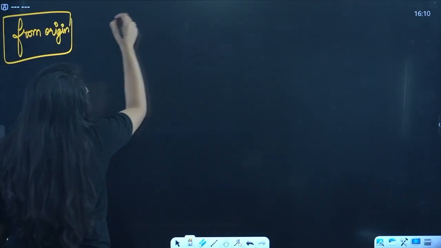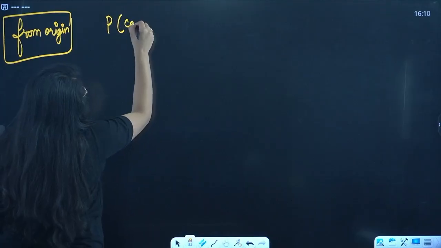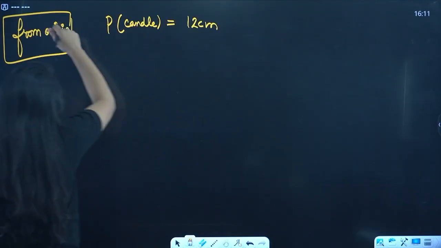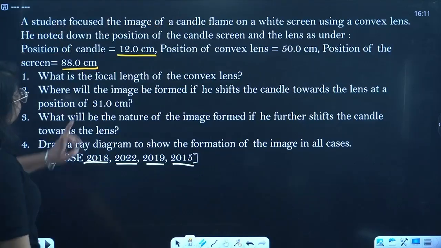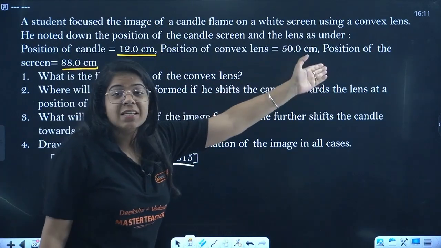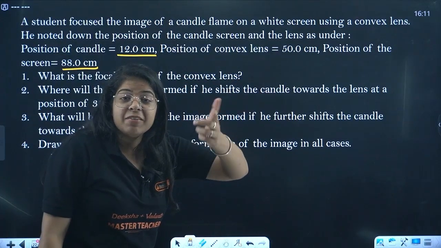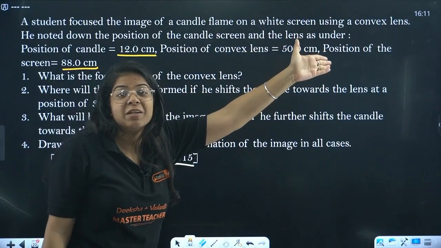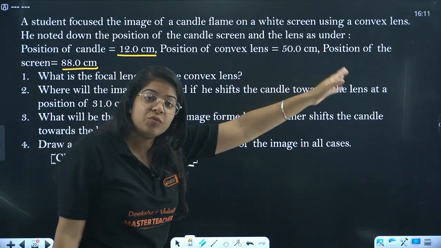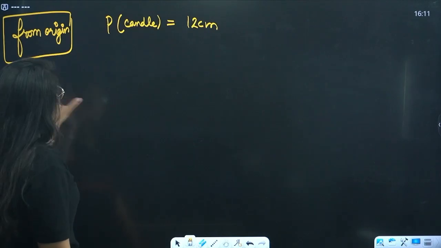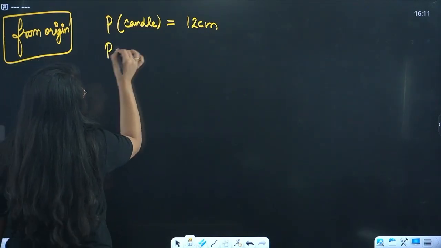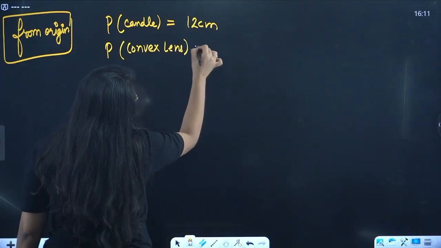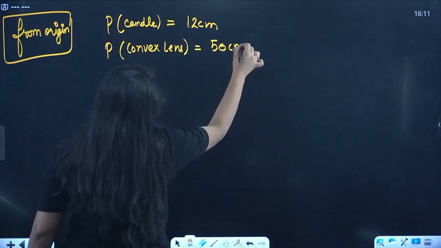Let's not write U, okay? So let's write position of candle. Position of candle is 12 centimeter. How will I know it is from origin? See, position of convex lens is 50 centimeter. Earlier we took U from the convex lens, but now the convex lens is at 50 centimeter. That's how we know that these distances are actually from origin. So the convex lens is placed at 50 centimeter.